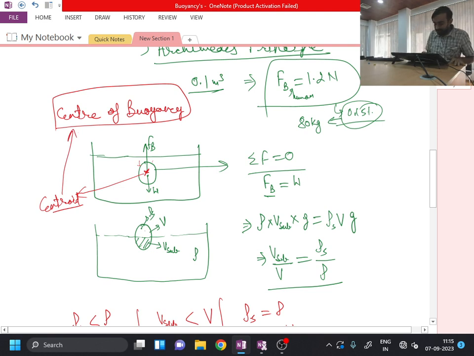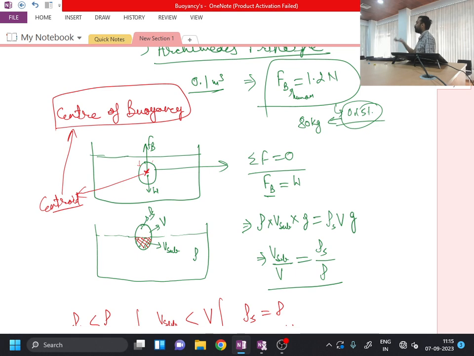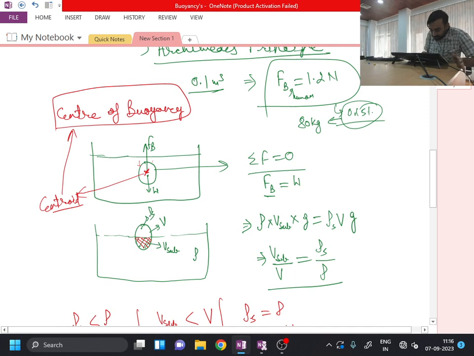On the contrary, if I have a floating object, then the buoyancy force is generated only because of this much portion. It is not generated because of the entire body, but only because of the submerged portion or submerged volume of the body, which is actually displacing the liquid. So now I have to consider the centroid of only the submerged portion of the body.